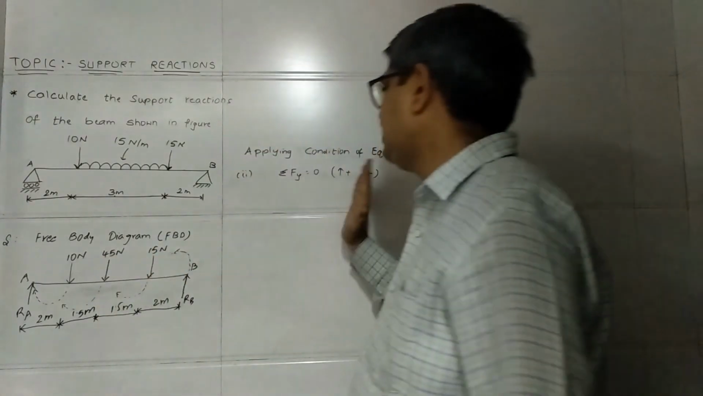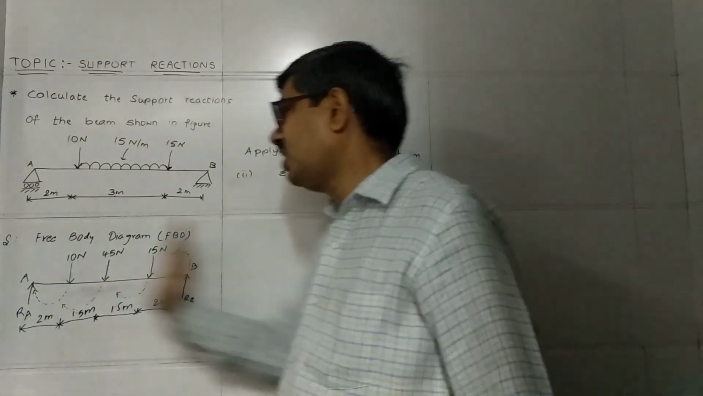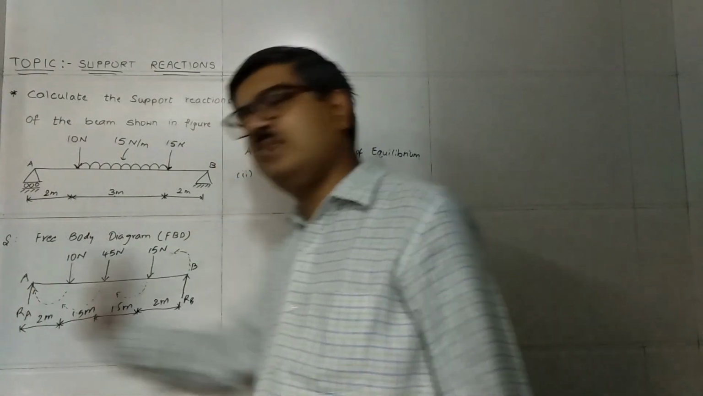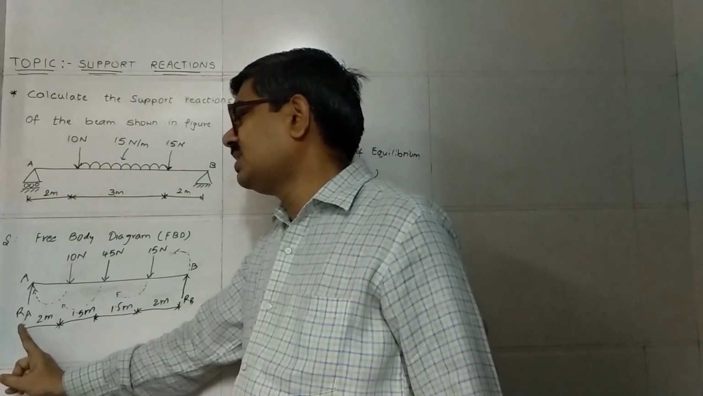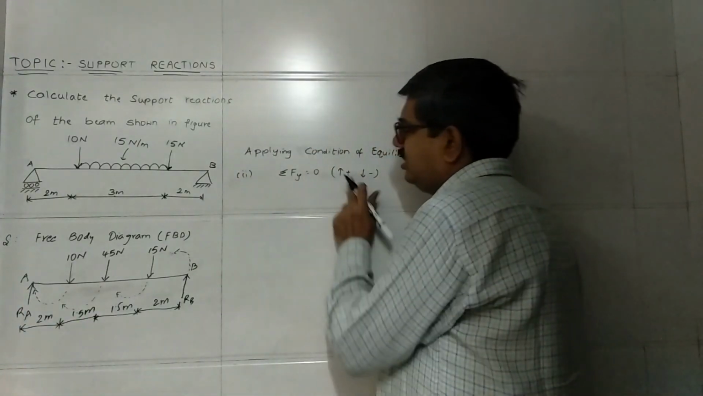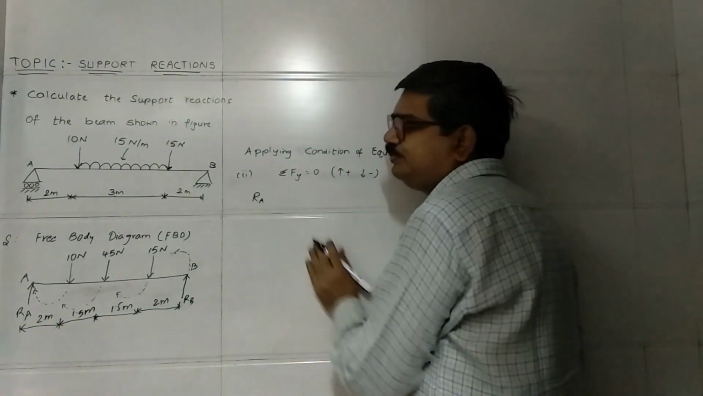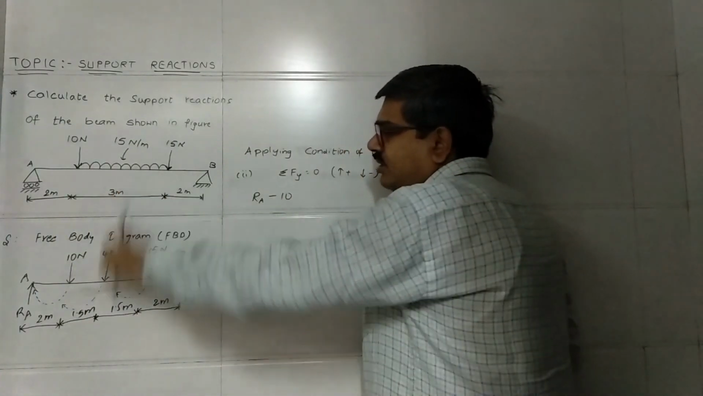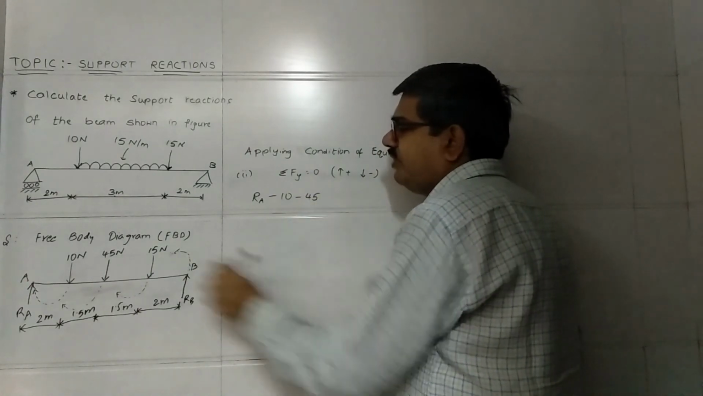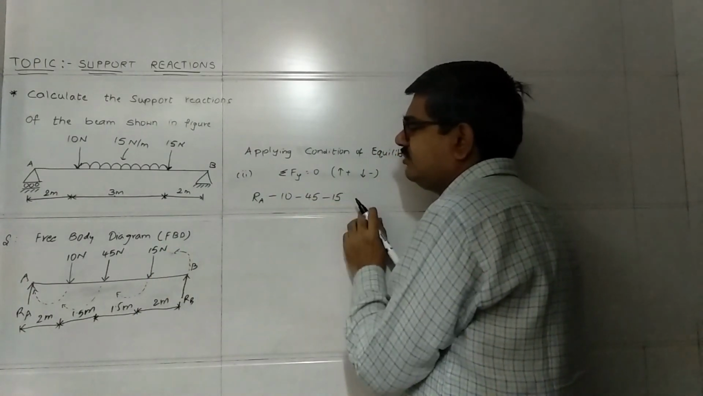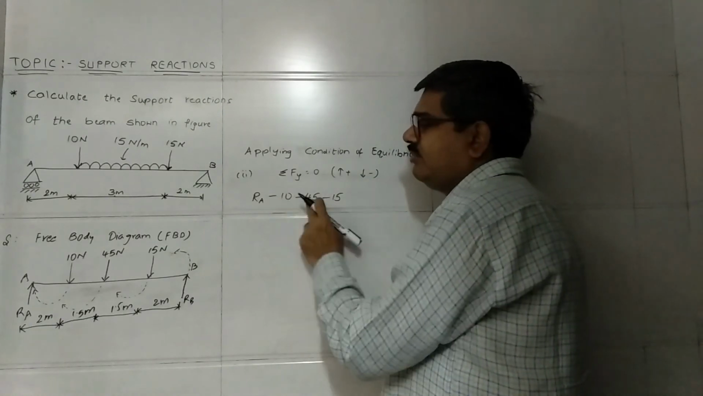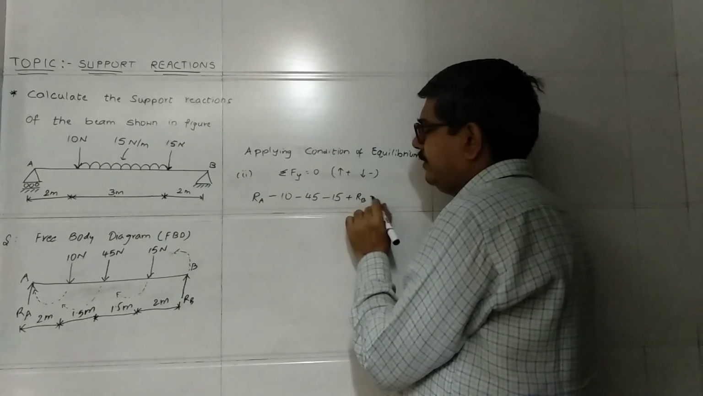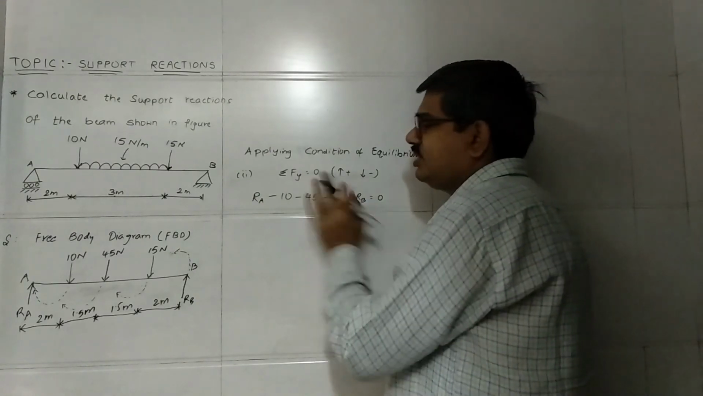You have to just add all the forces acting on the beam, in case of a simply supported beam, starting from the left-hand side. Always remember, you have to start from left to right. First force is RA. What is the direction of RA? Upward direction. Upward is positive, so RA positive. Then the next force is 10, downward direction, minus 10. 45 downward, minus 45. 15 downward, minus 15. Since downward is minus, I have taken minus, minus, minus. And again RB is upward, so plus RB is equal to 0. So this is summation Fy.